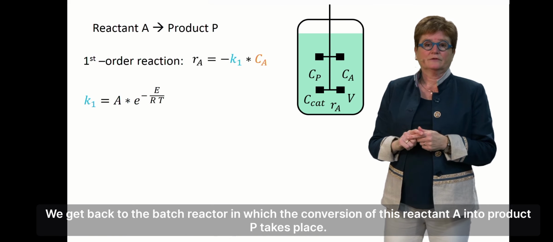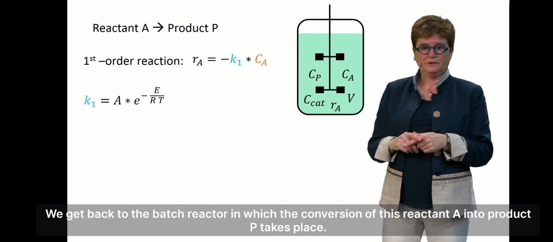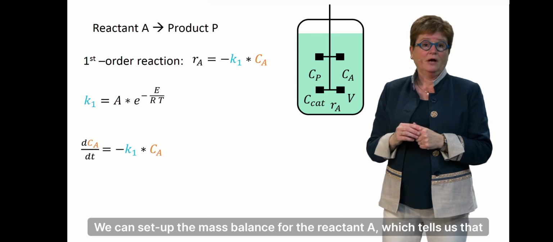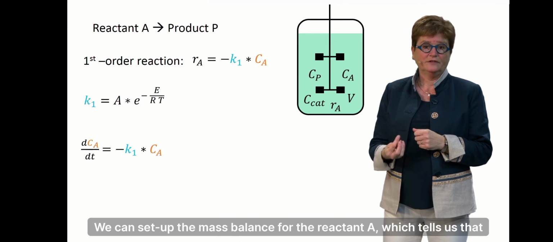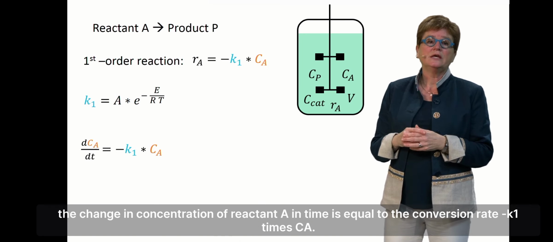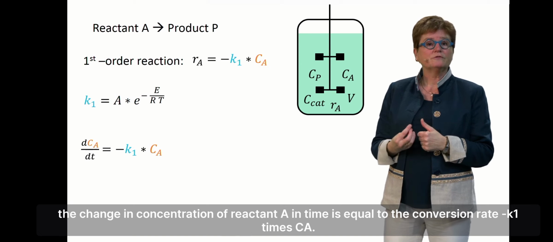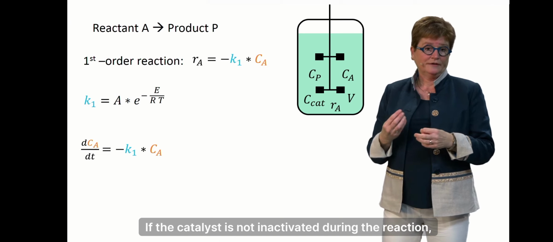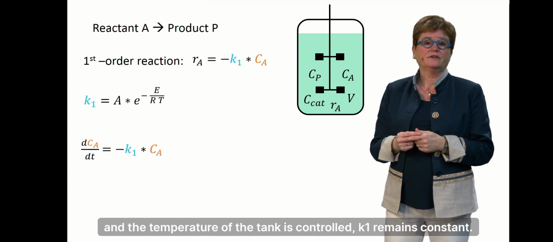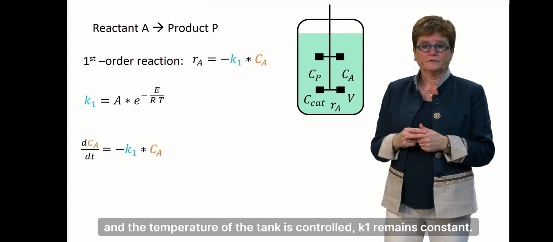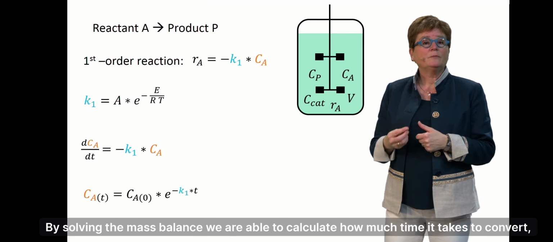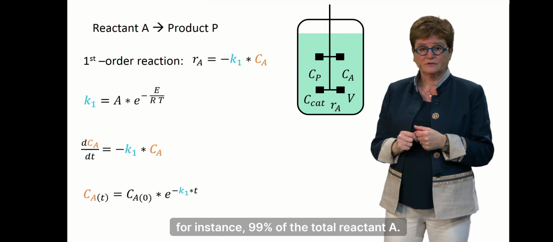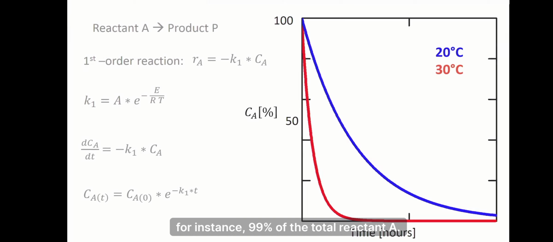We get back to the batch reactor, in which the conversion of this reactant A into product P takes place. It follows first-order kinetics. We can set up the mass balance for the reactant A, which tells us that the change in concentration of reactant A in time is equal to minus K1 times Ca. If the catalyst is not inactivated during the reaction and the temperature of the tank is controlled, K1 remains constant. By solving the mass balance, we are able to calculate how much time it takes to convert, for instance, 99% of the total reactant A.